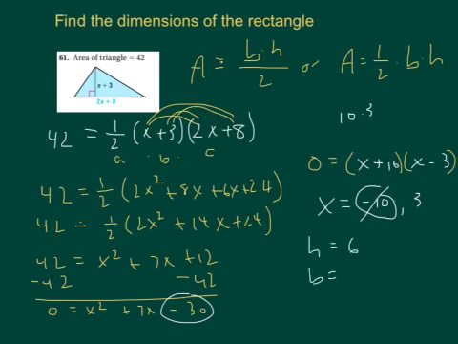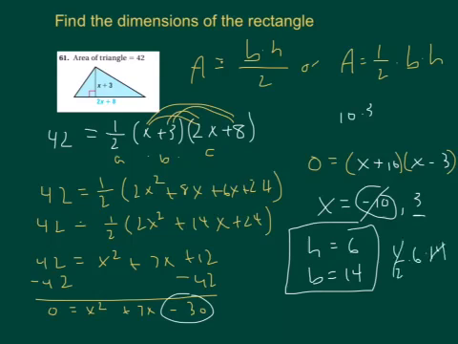And my base is 2x plus 8. So 2 times 3 is 6, plus 8 is 14. Okay, well, I'm going to box that up as my final answer. But just, is 1/2 times 6 times 14 equal to 42? Well, 1/2 times 14 is 7, and 7 times 6 is 42. So, yep, that seems like a good final answer to me.